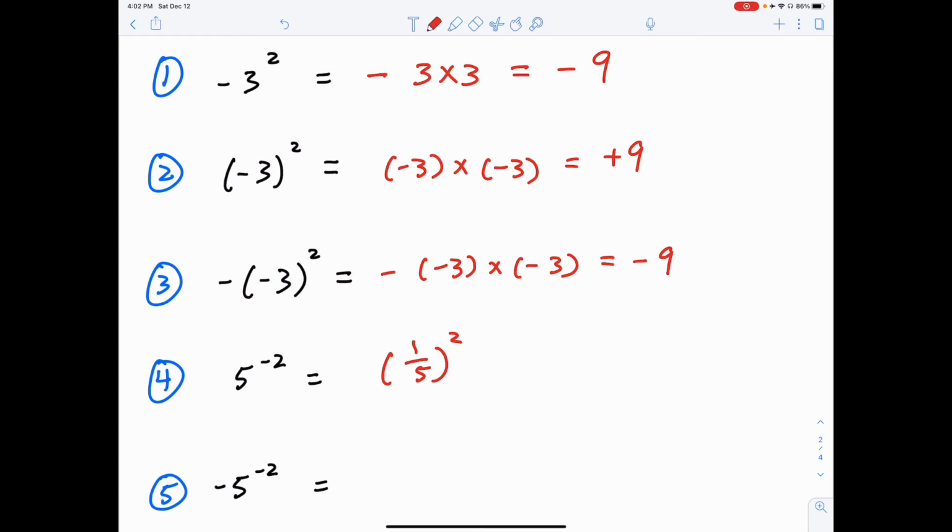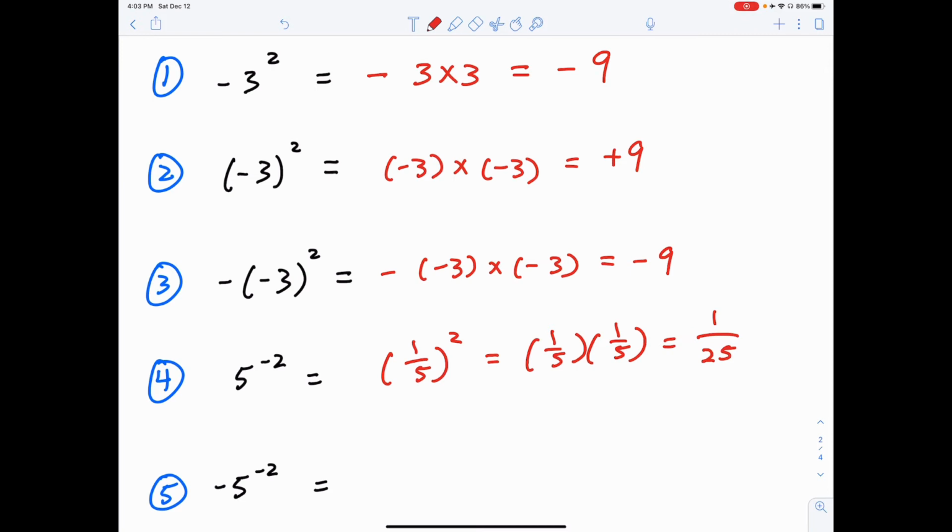So when we have a negative exponent, all we're doing is flipping the base, and then we can rewrite this as 1 over 5 times 1 over 5, giving us an answer of 1 over 25. Now you can convert this into decimal format, but normally we like to leave it in fractions as it's more accurate.